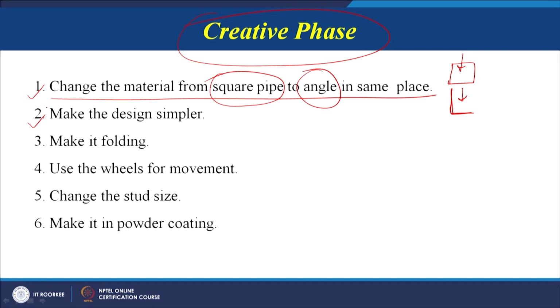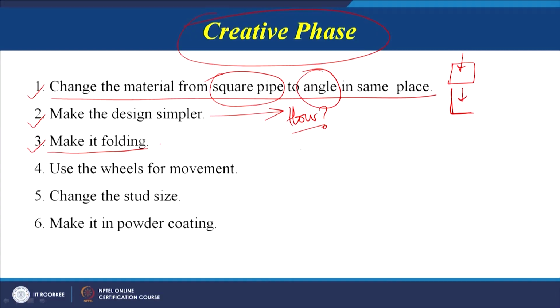Other idea can be, make the design simpler. If we think of taking this idea forward, first question that we have to answer is how to make the design simpler. Idea is good, but then we have to use our creativity to find out how the design can be made simpler. Then make it a folding table. Yes, this can be taken further. Again, the question will be how to make it folding, whether this idea has some potential to be applicable. So, with that we have to see further.